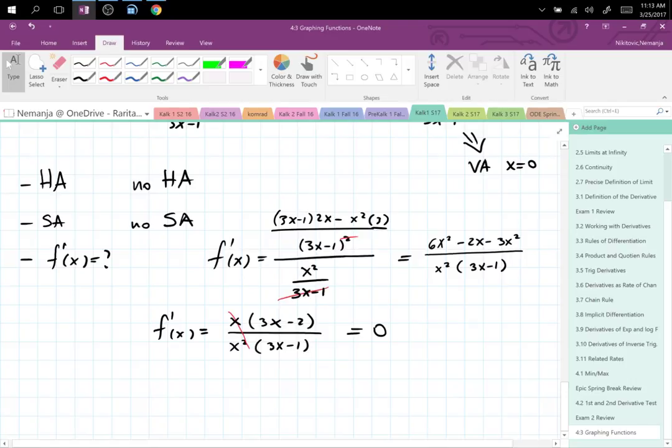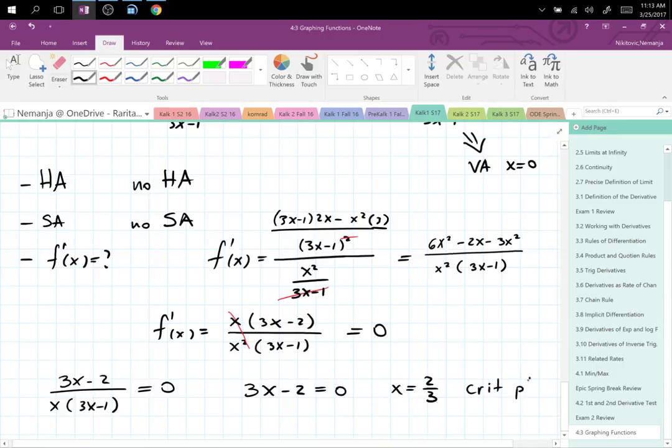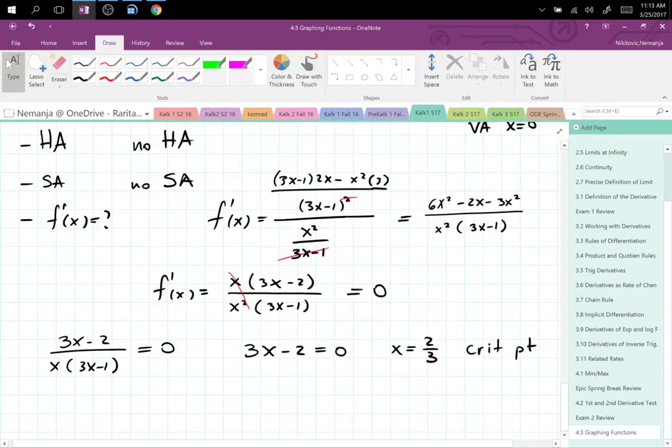a min or max. So what we have here now is the equation (3x minus 2) over x times (3x minus 1) equals 0. When you cross multiply, you simply get 3x minus 2 equal to 0. So x equals 2/3. So 2/3 is a critical point. We'll find the y value for the point, x comma y. But we also see that the first derivative, f prime, does not exist for x equals 0 and x equals 1/3.